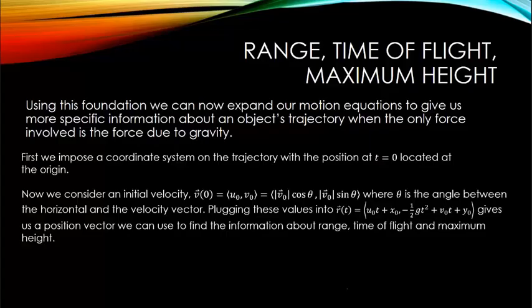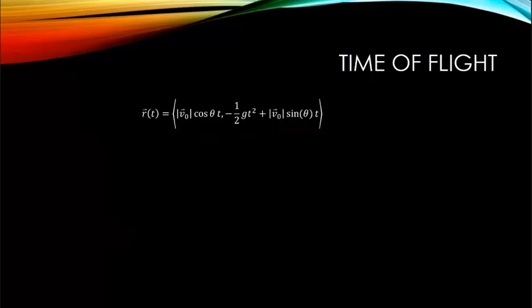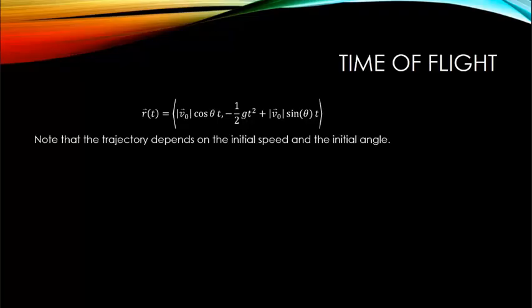If I plug these values into my position vector that we just developed, I get a position vector that can be used to find the information about the range, the time of flight, and the maximum height. My position vector now has the components the magnitude of v naught times cosine theta times t, and negative 1/2 gt squared plus the magnitude of v naught sine of theta times t. If I take this vector, I can notice that the trajectory depends on the initial speed and the initial angle.